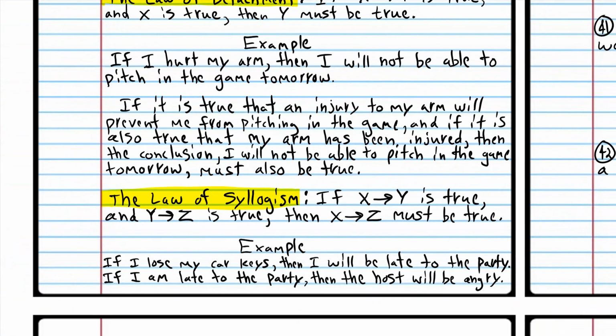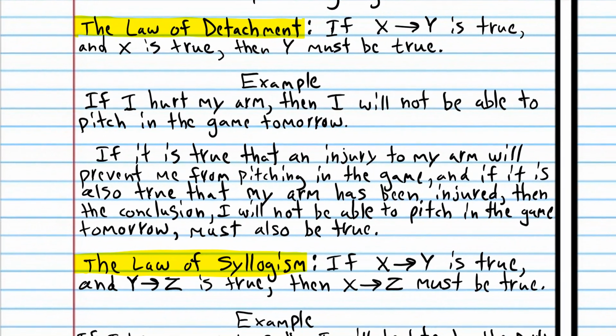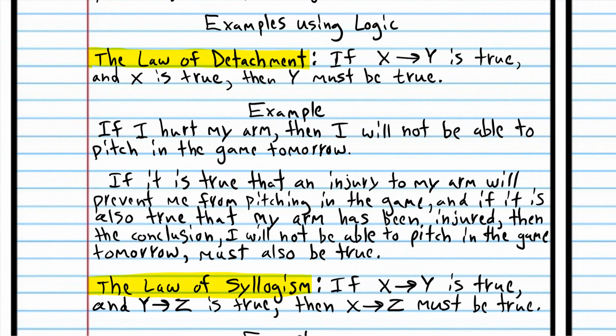I was thinking of another example of that. If rain will cause me to bring my umbrella, and it is raining, then I'm going to bring my umbrella. That's the law of detachment. It's very simple. But we use this condensed notation to show it.